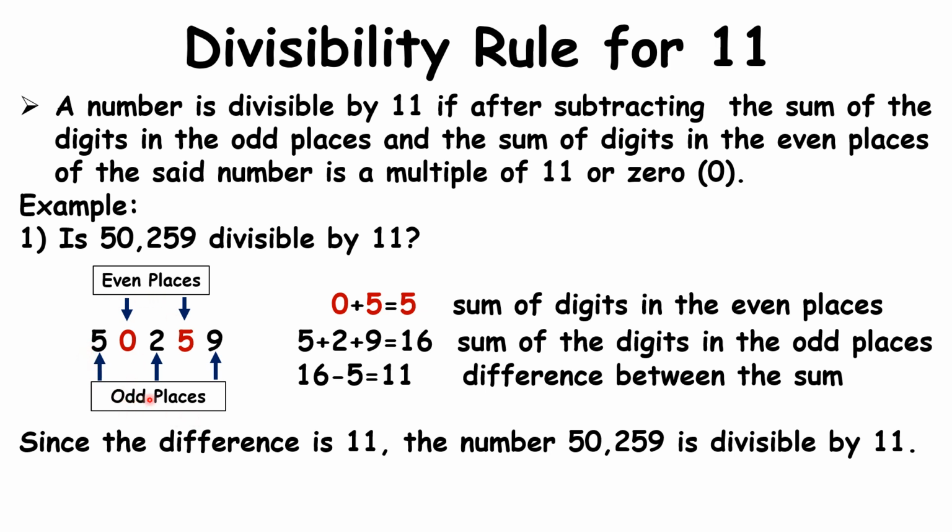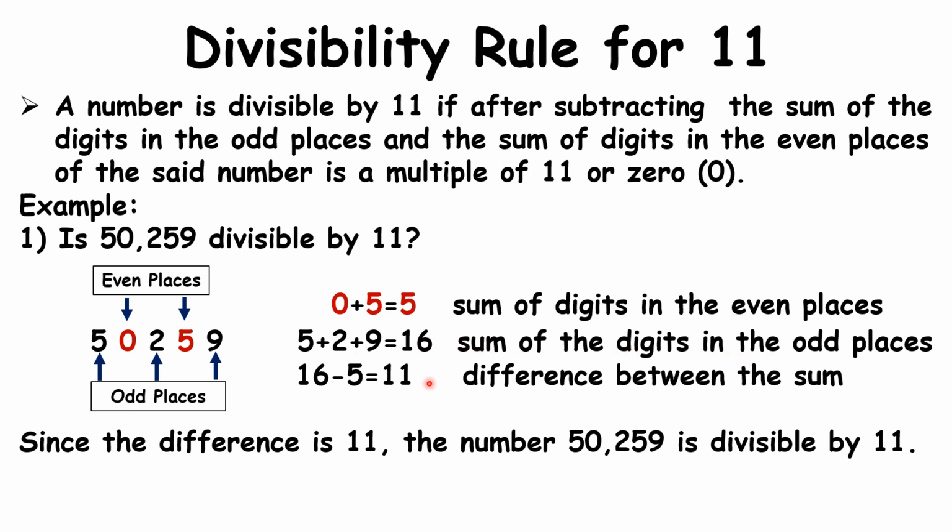So, what are the numbers in the even places? Just count 1, 2, 3, 4, 5. So, 2 and 4 are the even places. So, 0 and 5 are the numbers in the even places. And the numbers in the odd places are 5, 2, and 9. So, find the sum of the numbers in the even and odd places. 0 plus 5 is equal to 5. So, 5 is the sum of digits in the even places. Then, 5 plus 2 plus 9 is equal to 16. So, this is the sum of the digits in the odd places.